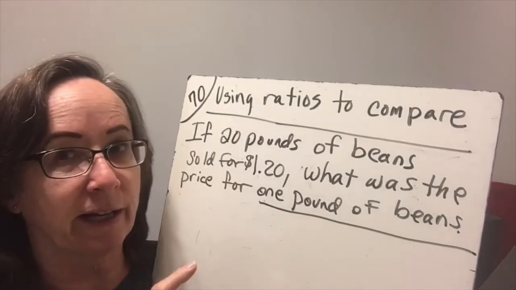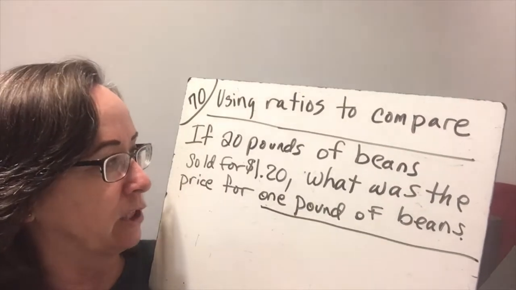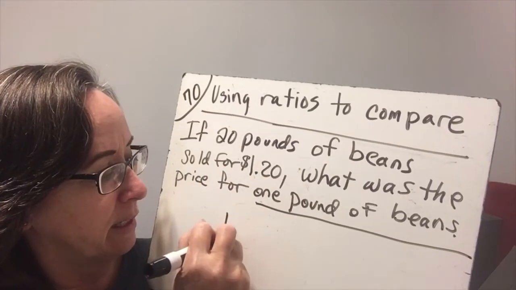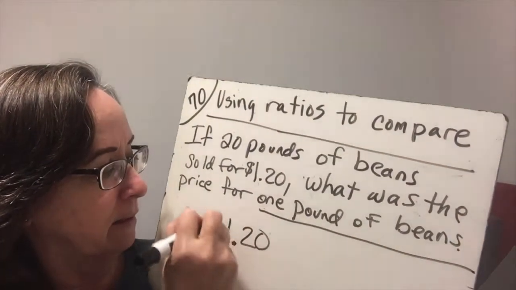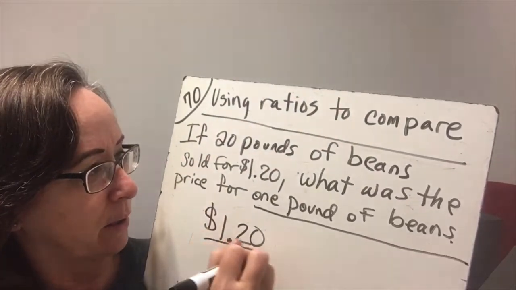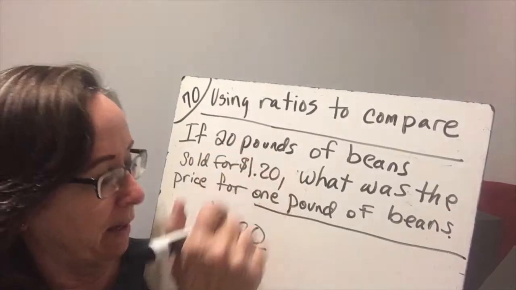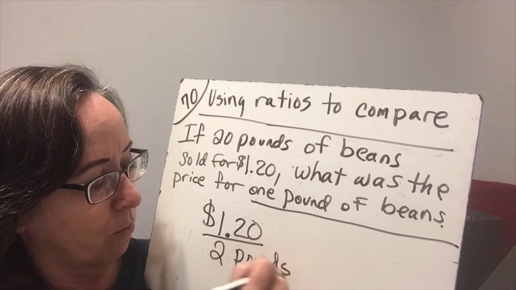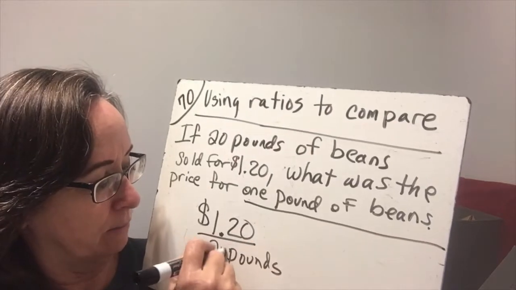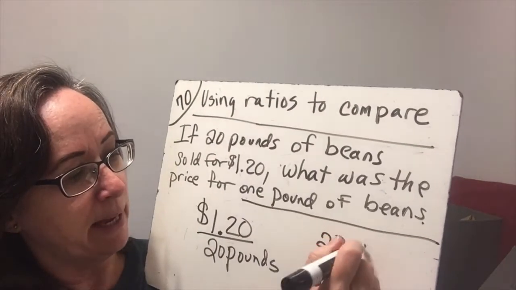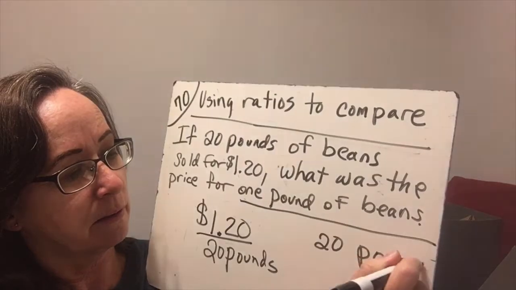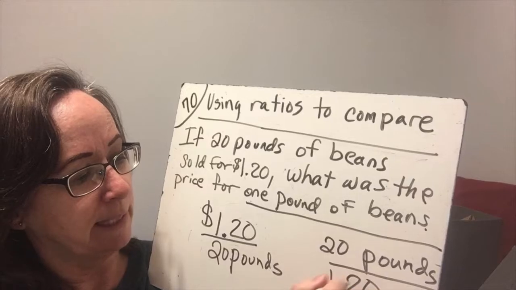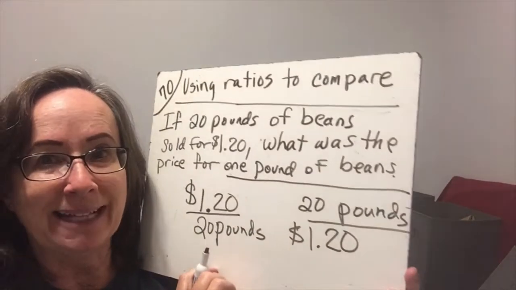Okay, so we're going to look at two ways that we could write this ratio. So this proportion. So we could say $1.20 per 20 pounds. Or we could say 20 pounds per $1.20. Okay, now that's fine.